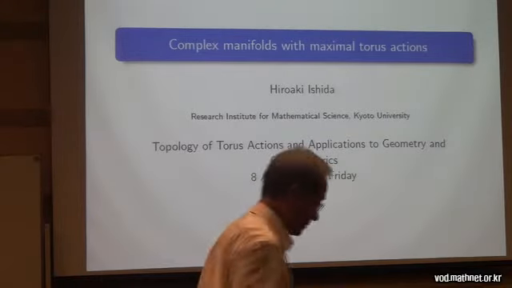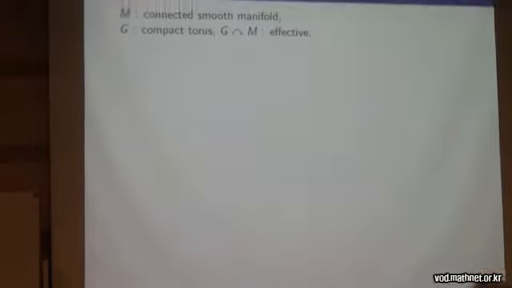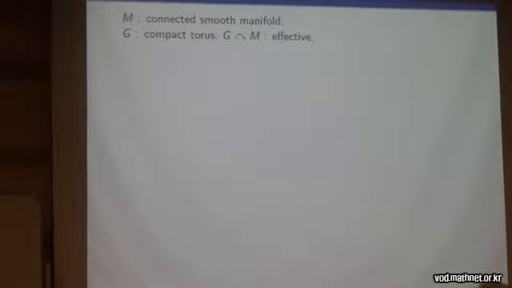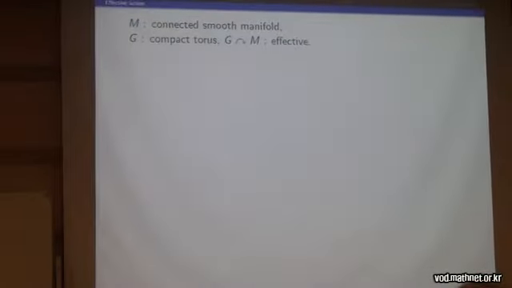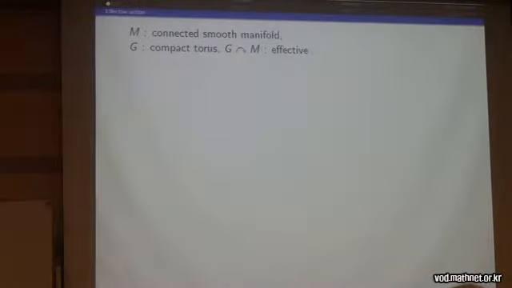I'd like to talk about classification of compact complex manifolds which are equipped with torus action. First, I'd like to introduce maximal torus action. For a moment, we consider the smooth case. Let M be a connected smooth manifold equipped with an effective torus action.